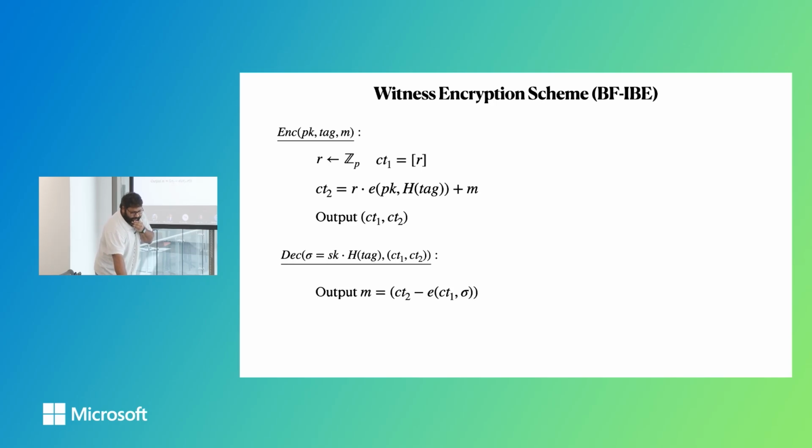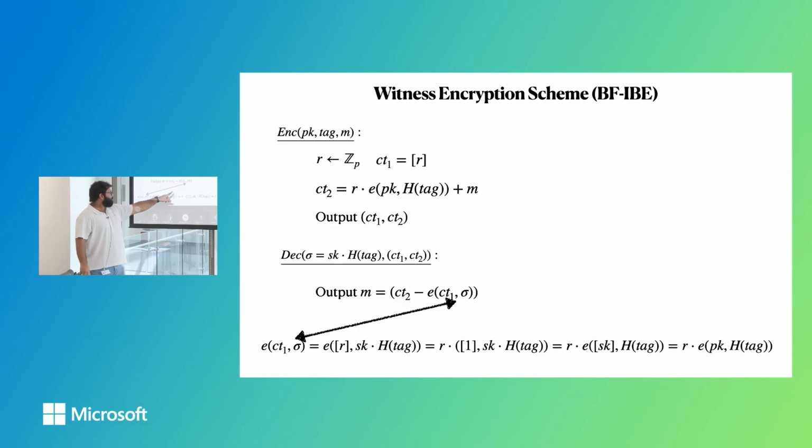And to decrypt, all you need to do is compute CT2, which is this term, minus the pairing of CT1 and the BLS signature. Just to see why it works, if I have e of CT1 and sigma, that is just the group element r and SK times hash of tag, which is what a BLS signature looks like. If I move things around a little bit, I get exactly what is computed here. So CT2 minus this term will give the message M.